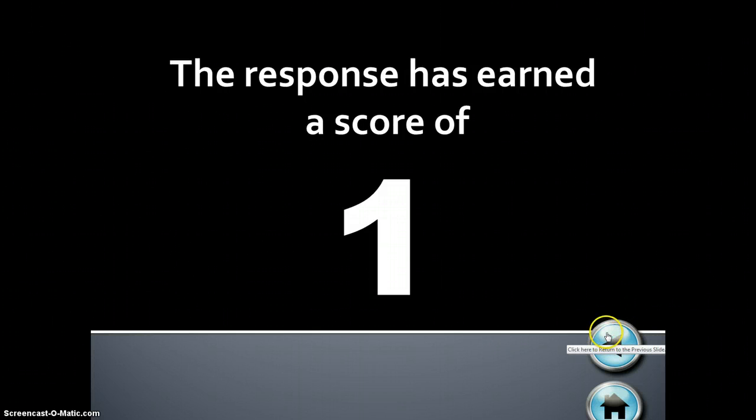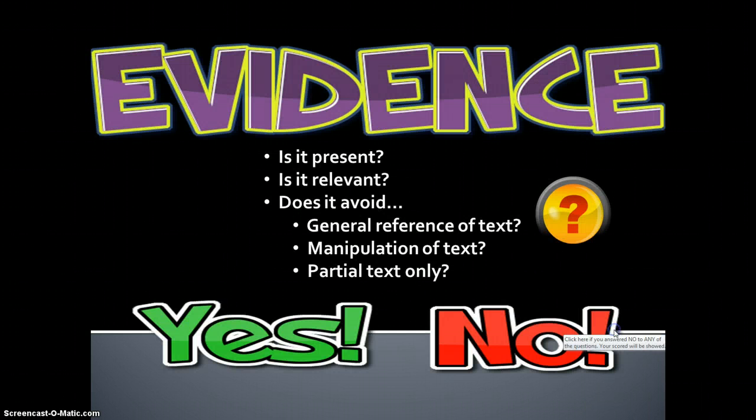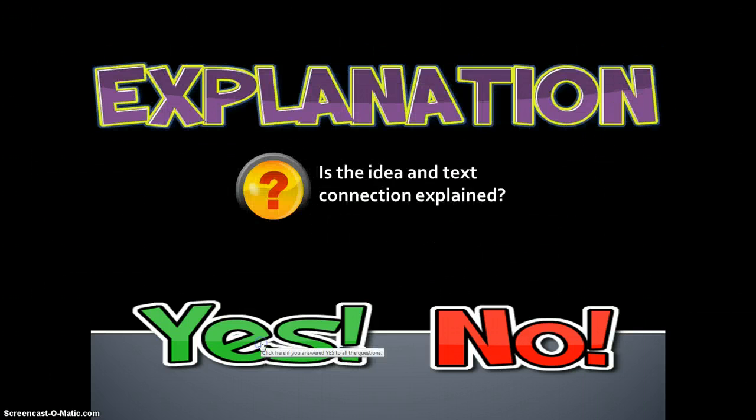But let's say you want to go back and consider it. You will click on return to previous slide. If you click on yes, it'll take you to the next step of the flowchart, the explanation. Is the idea and the text connection explained?